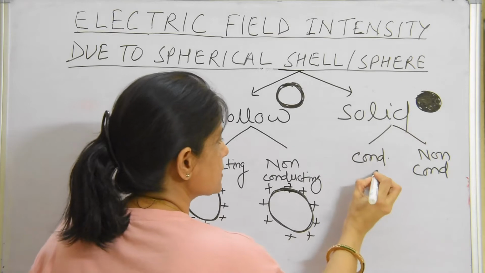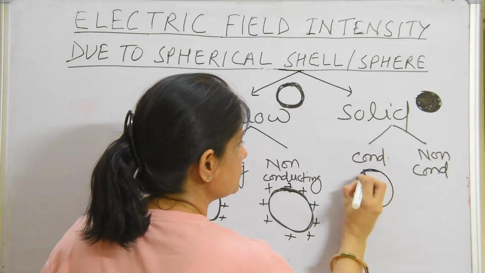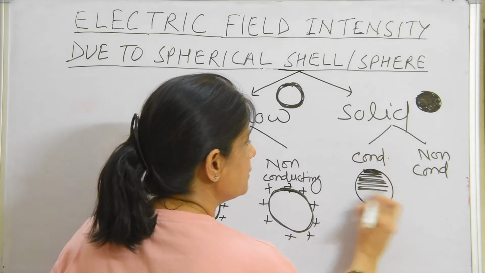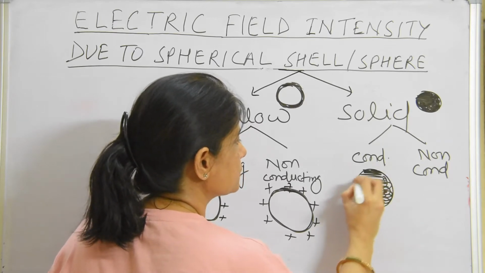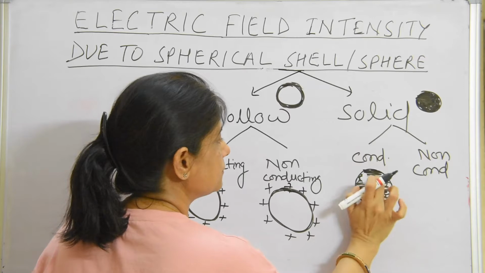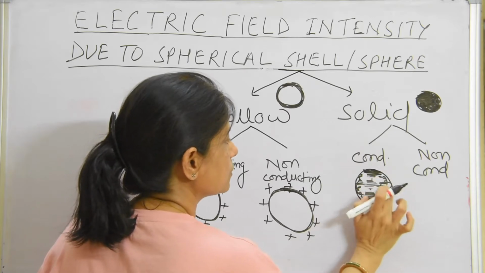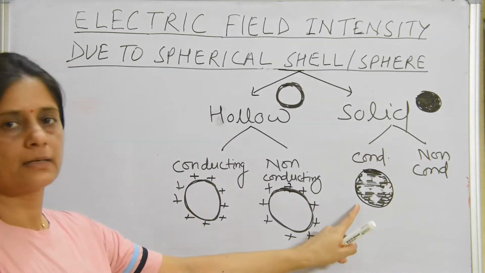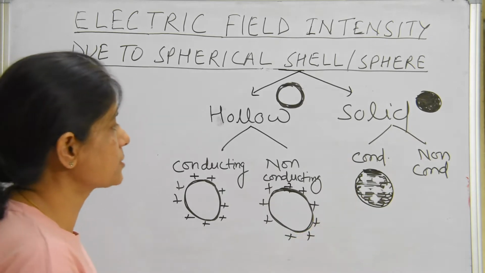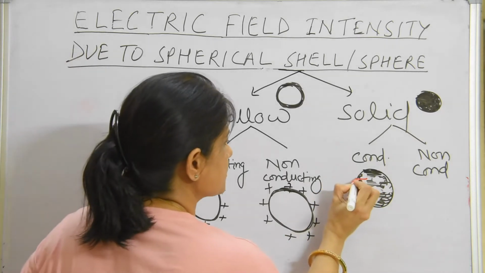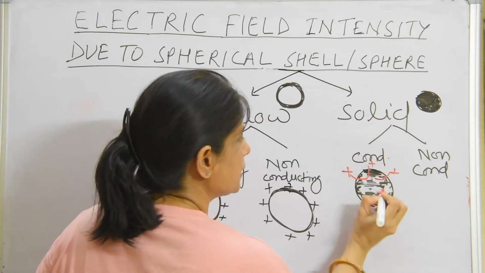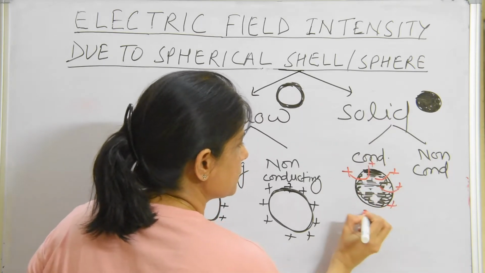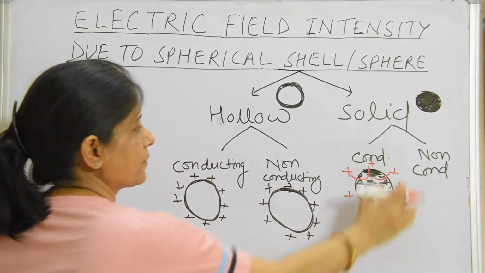Now see, this is the solid sphere, but it is conducting. Now see the concept. If you give charge to this conducting sphere, what would happen? This charge would come outside. As it is conducting, it will push the charge towards its surface. This charge would come outside, meaning spread again on its surface.